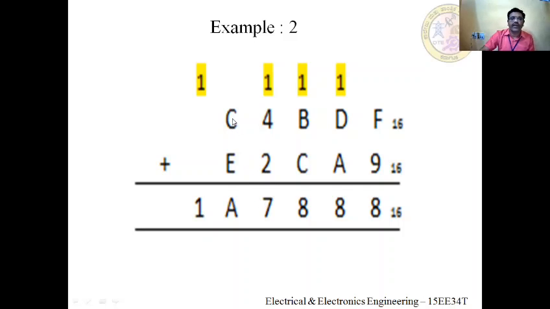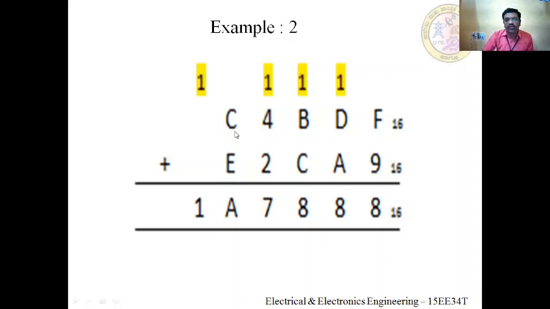So let us go to step number 5. Here C plus E. What is the decimal equivalent of C? The decimal equivalent of C is 12. The decimal equivalent of E is how much? 14. So here 12 plus 14.